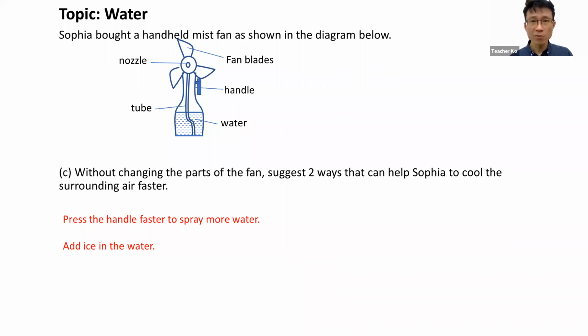Another way we can do is to add some ice in the water, so the water becomes cooler. All right. So you will also cool the surrounding air faster. I think these are two ways I can think of. What do you think? Can you think of other solutions? You can let me know.